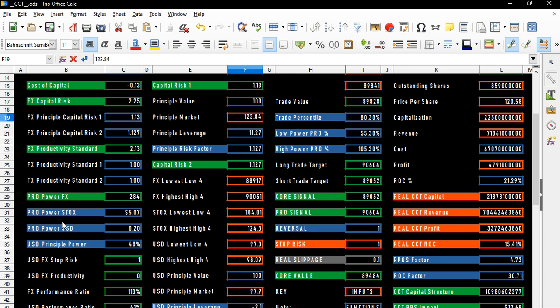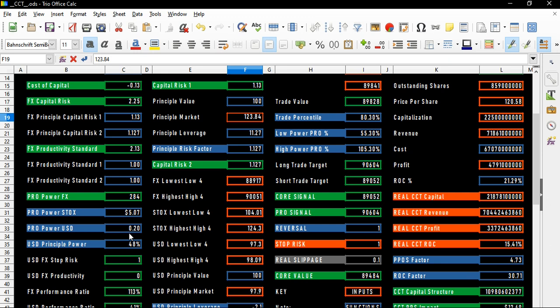And it's saying that the predominant move is about $5.07, a stable, strong move in that stock. And then the Pro Power US dollar is 20 cents. So what I'm getting is Pro Power FX, that's the maximum 284. You divide that by 10, that's 28 pips a swing. $5 a swing or move in the stock for UPS, and 20 cents for the US dollar.